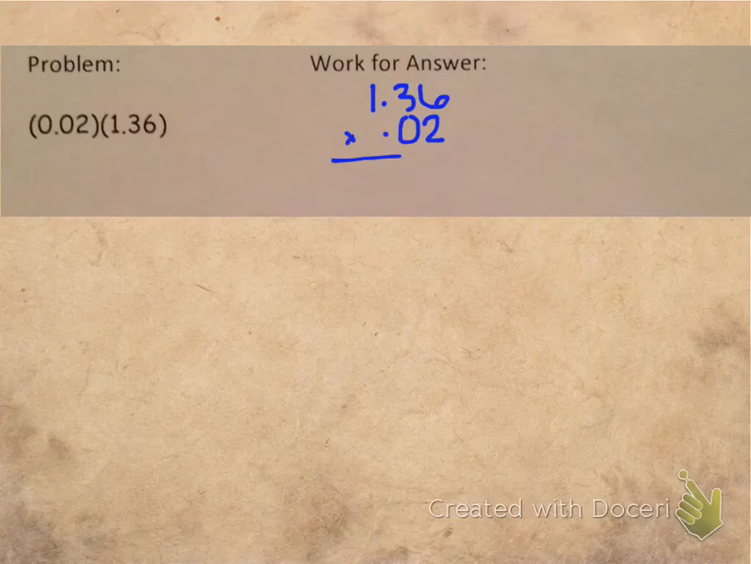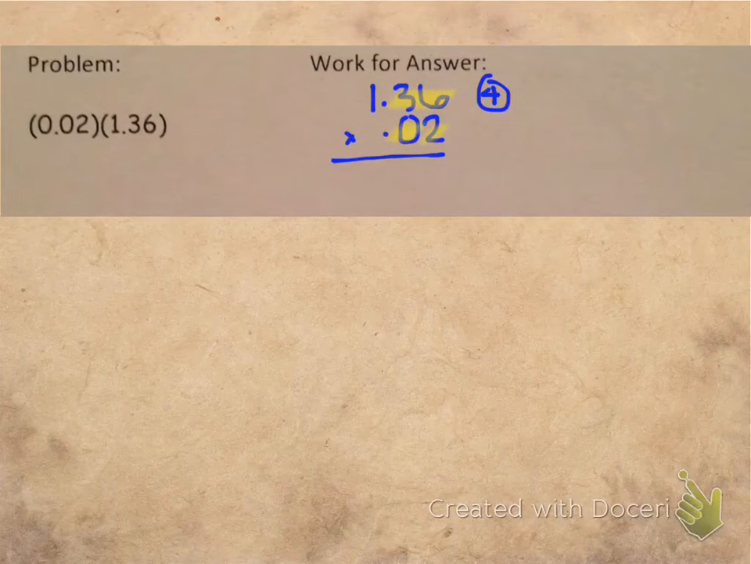Okay, so third step is to count how many numbers are to the right of the decimal. I have 1, 2, 3, 4. So I'm going to write a 4 out to the side and use it later, because now I can multiply my digits without even worrying about the decimal.